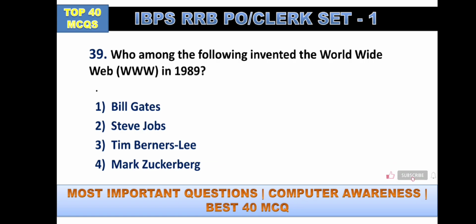See, question number 39. Who among the following invented the World Wide Web, WWW, in 1989? So very easy question. See, it is Tim Berners-Lee. Option number 3 here, Tim Berners-Lee.